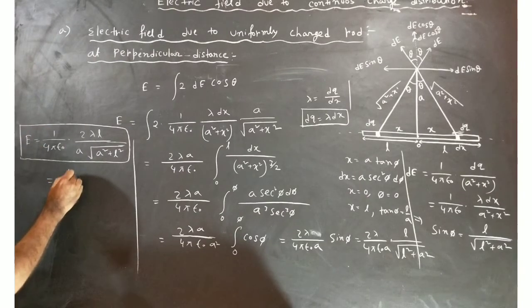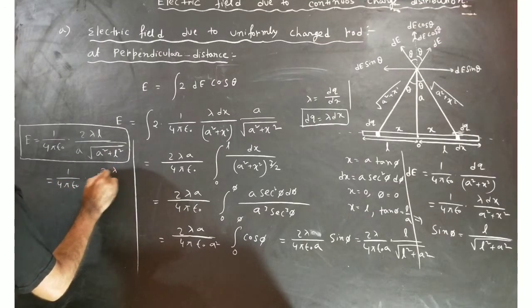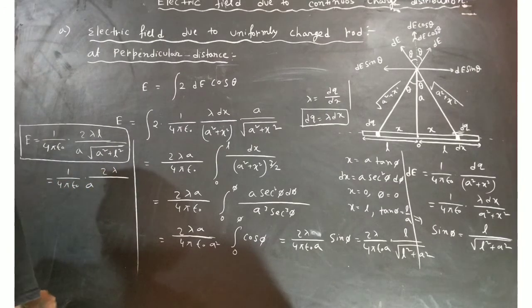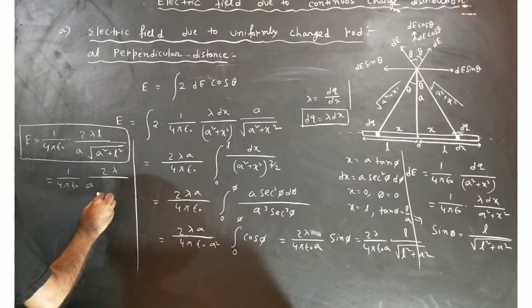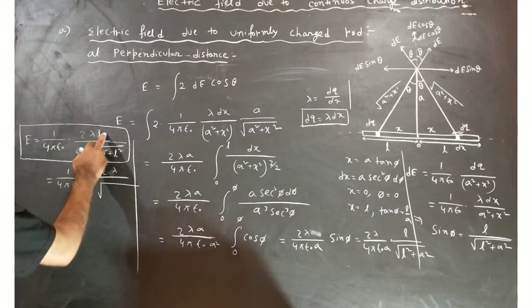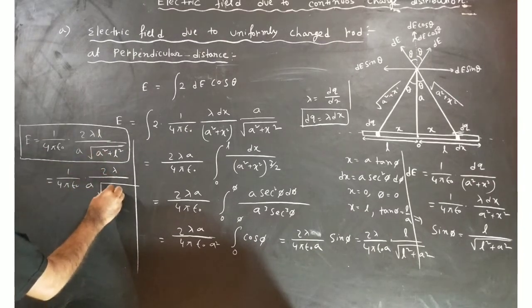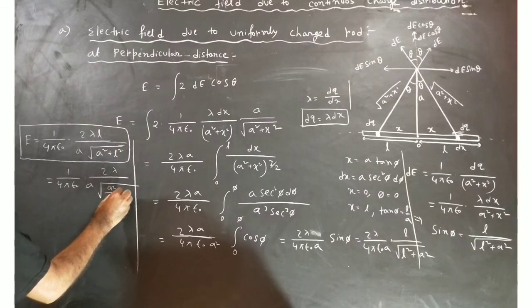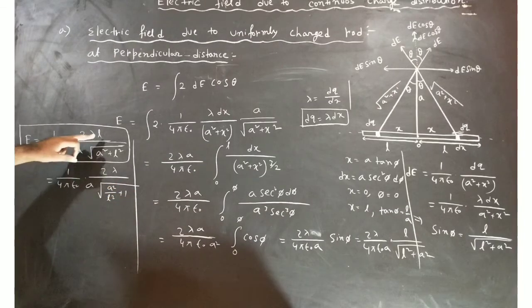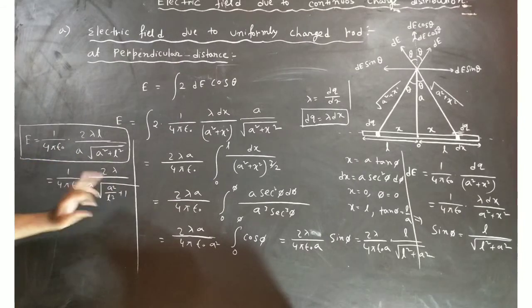So we can write this again as 1 by 4 pi epsilon naught into 2 lambda divided by A, and the square root of, here you can write, if we divide with this L, then it will be just A square divided by L square plus 1. If you put this L here, then it will be divided by L square, because inside the root it will be L square, so A square divided by L square plus 1.